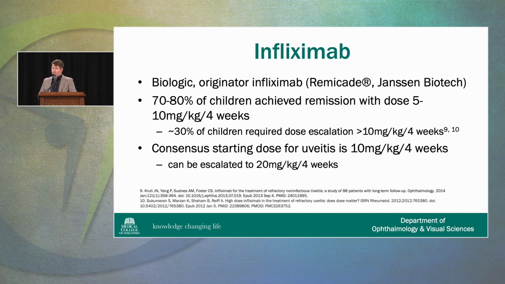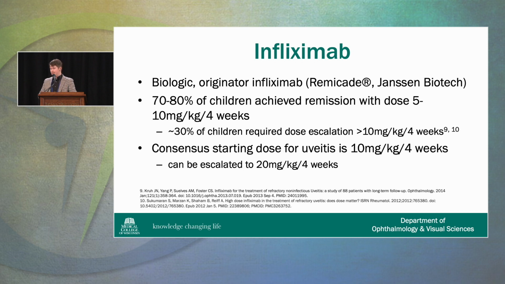70 to 80% of children who received this medication had remission with doses between 5 milligram per kilogram every 4 weeks or 10 milligram per kilogram every 4 weeks. So between 5 and 10 is a typical dose every 4 weeks. That's a very high dose compared to what rheumatology uses. They will frequently use 5 milligram per kilogram every 8 weeks, so half the dose that I'm recommending.